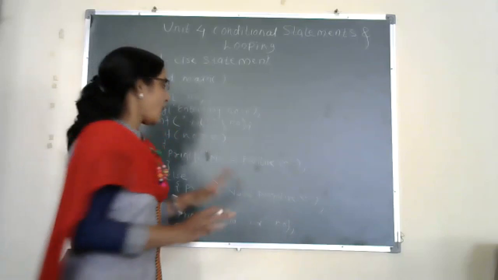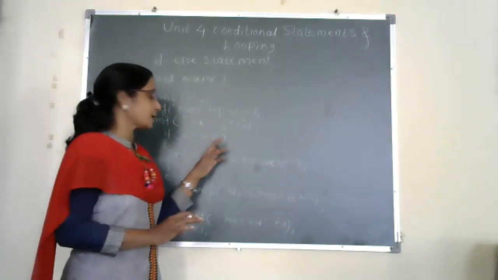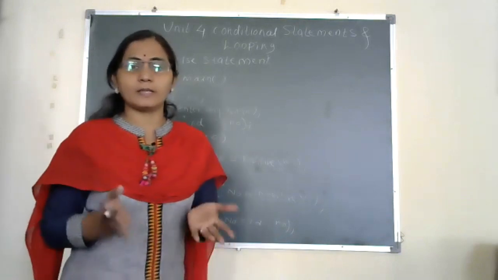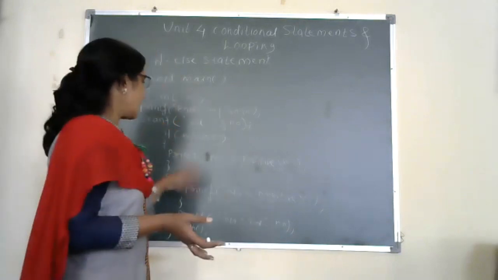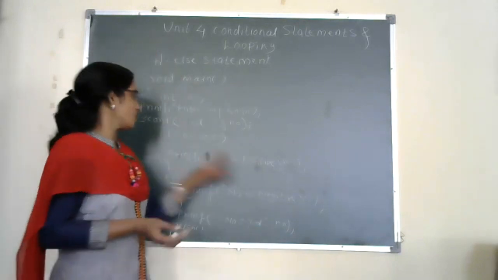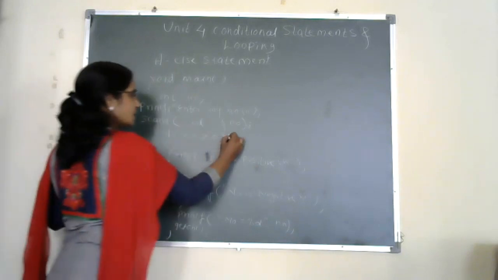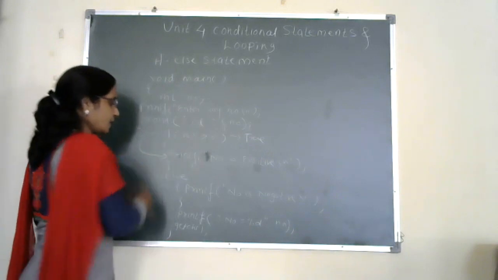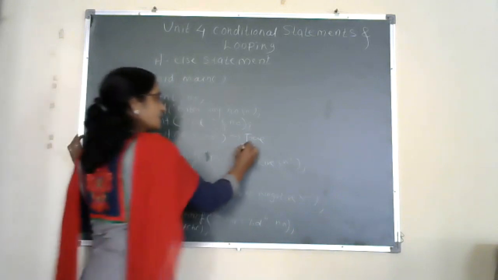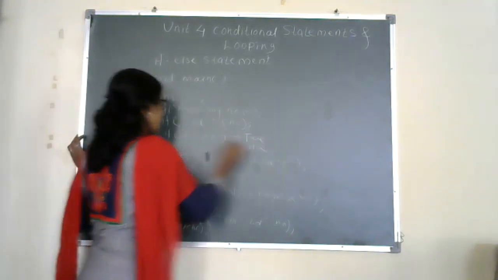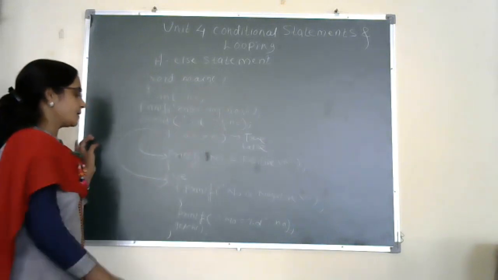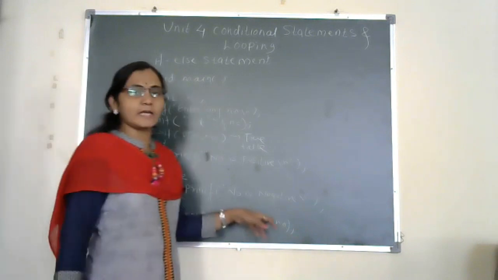But here I use number is greater than 0. Obviously, if the number is greater than 0, the number is positive, and that's why the message is "number is positive". It means if this condition becomes true, then this statement will be evaluated. If this condition becomes false, then what happens?